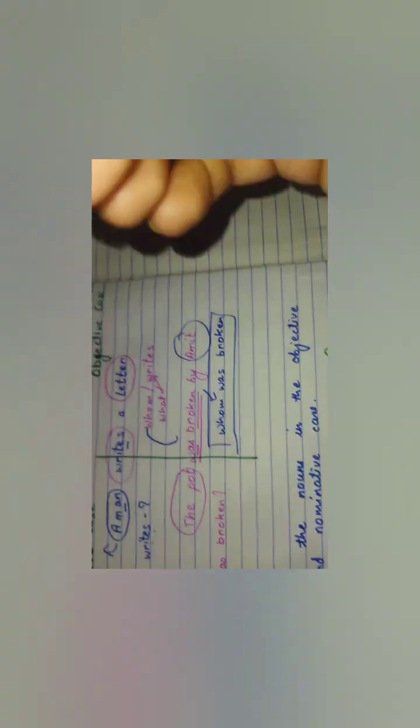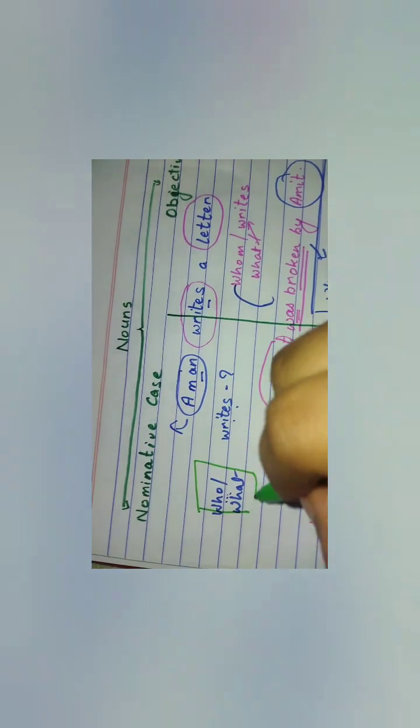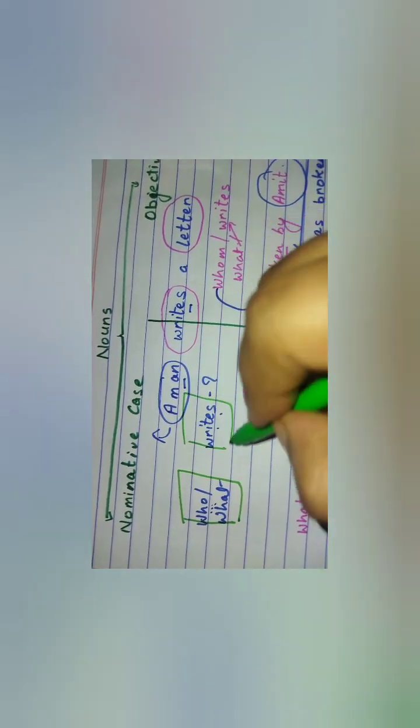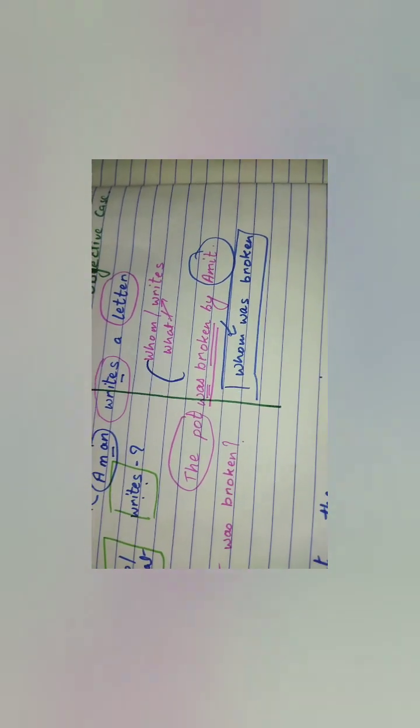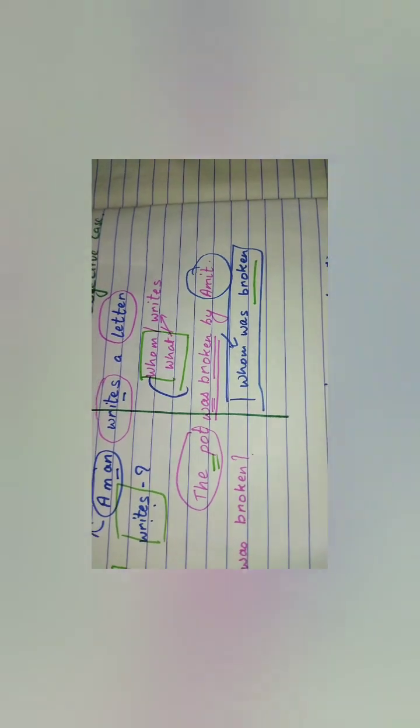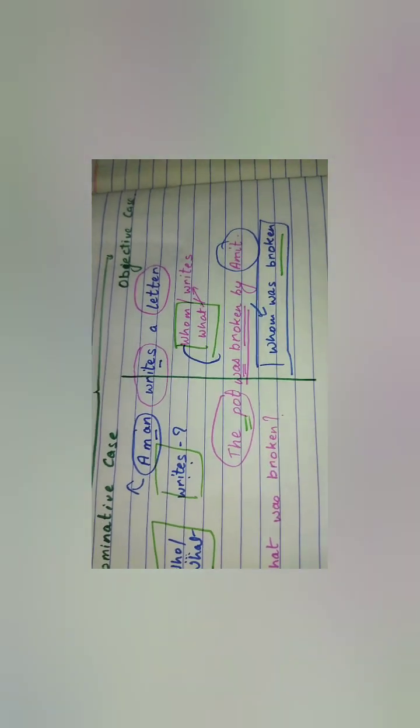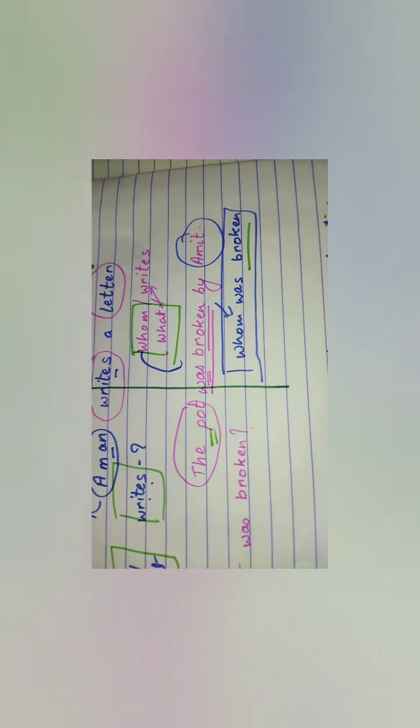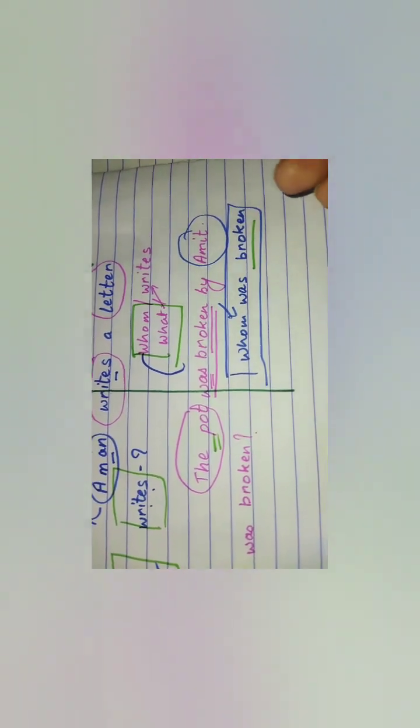One more thing: in the nominative case, you just have to use either of these two words and the verb. But in the objective case, while asking a question, you have to use the verb and whom or what along with the subject also. Alright, so in the nominative case, only the verb and who or what, but in the objective case, the verb, whom or what, and the subject.